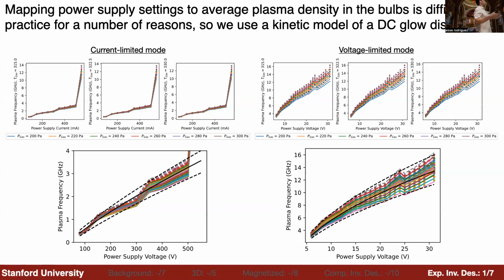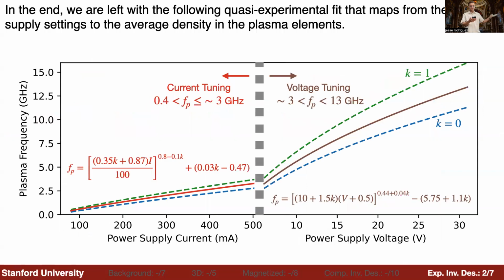But there's two different ways that you can operate these when you use a DC power supply. You can operate in a current limited mode or in a voltage limited mode. The voltage limited mode allows you to access plasma frequencies of about 3.5 to 13 gigahertz. And then if you want those lower plasma frequencies, you operate in the current limited mode. But basically, you put all of these different cases on the same plot, and then you come up with this quasi-experimental fit that maps your power supply settings to the average density in the plasma elements, or the average plasma frequency.